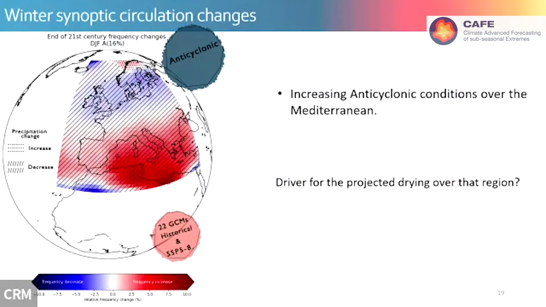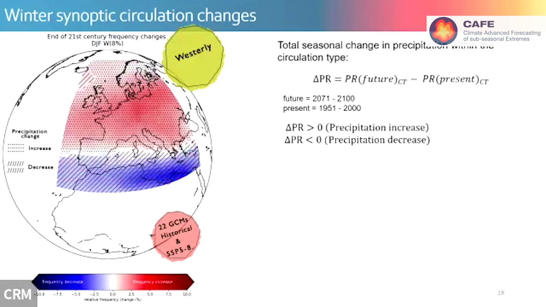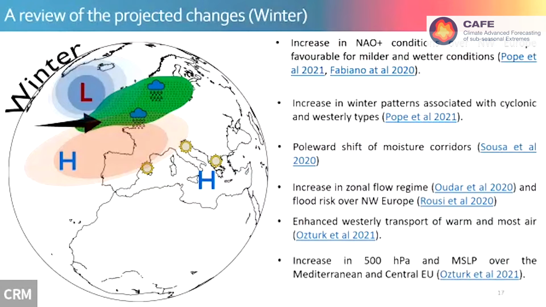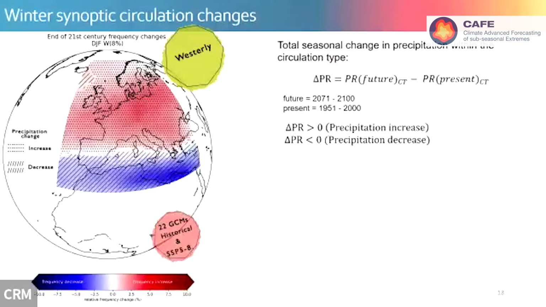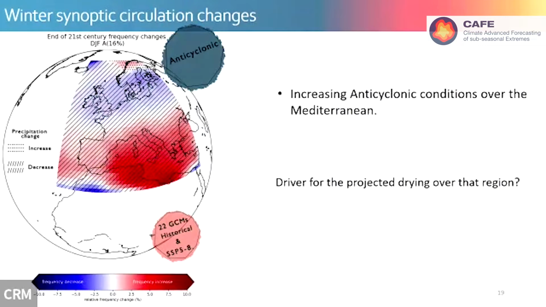We see, for example, the anticyclonics. If you remember from here, anticyclonics increasing, westerlies increasing, and we see that also when we pick up these changes in anticyclonics. So anticyclonics increasing over the Mediterranean, which would help with the fact that the Mediterranean will be becoming drier in general. And there is also a precipitation decrease.